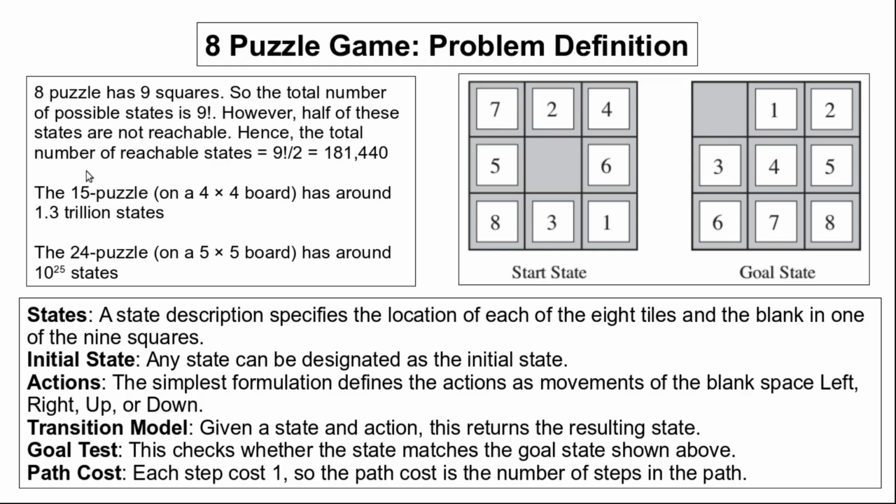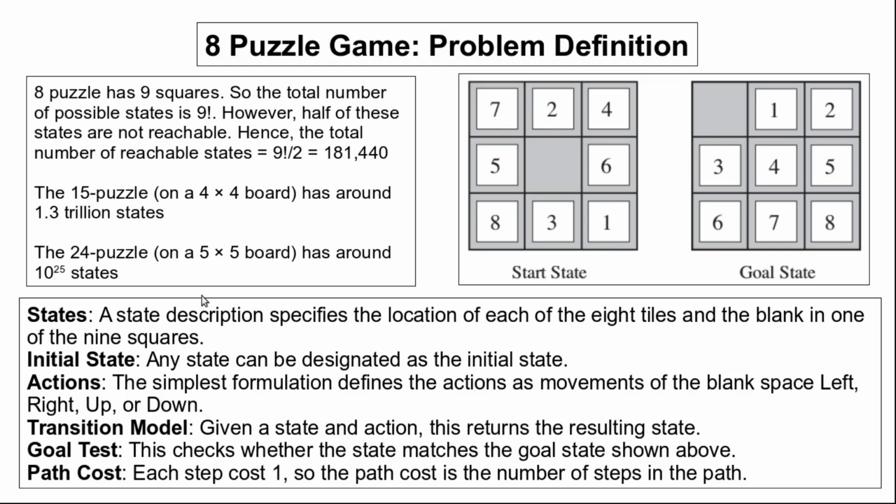If you consider the 15 puzzle, so if you consider a 4 by 4 square instead of a 3 by 3 square, that would be a 15 puzzle, and this 15 puzzle will have 1.3 trillion states. You can approximate it by 16 factorial.